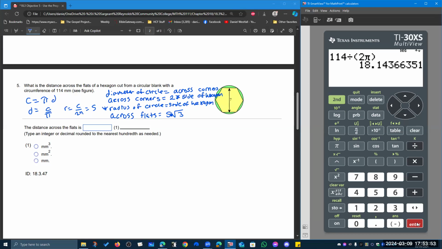And then to find the distance across the flats, it's going to be the same as the side of the hexagon times the square root of 3. And that formula can be found in your textbook. So this is going to be 31 point, they tell us to round to the nearest hundredth, so this is going to be 43. And then this is a distance, so it's in millimeters.